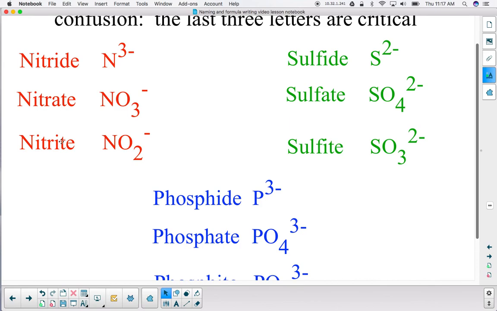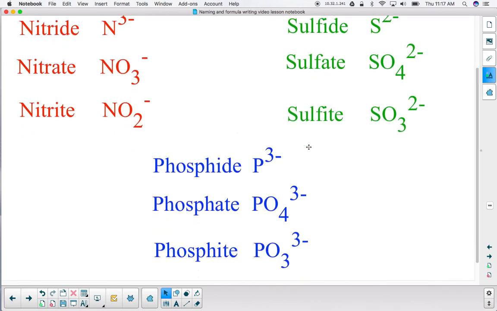The endings ATE and ITE are the endings that are associated with the polyatomic ions. So nitrate and nitrite are nitrogen with some oxygen. Sulfate and sulfite is sulfur with some oxygen. And phosphate and phosphite is phosphorus with some oxygen. It is worth noting that if you've already learned the polyatomic ions that end ATE, the polyatomic ions that end ITE are virtually identical except that they have 1 less oxygen.